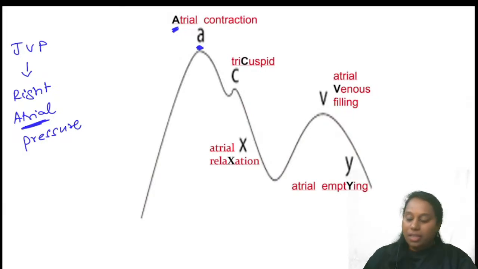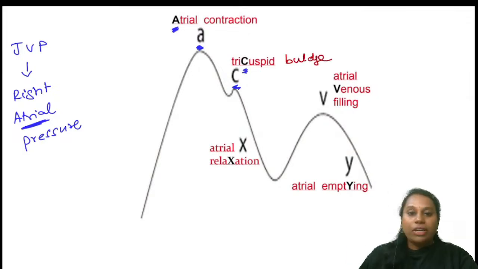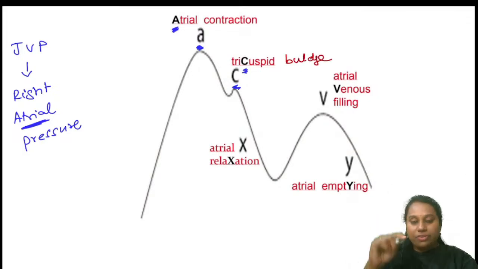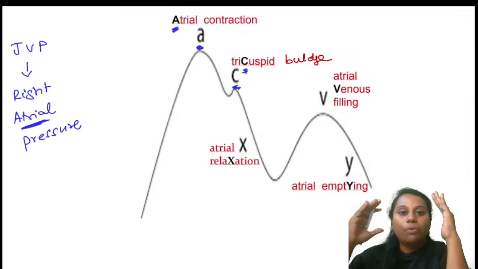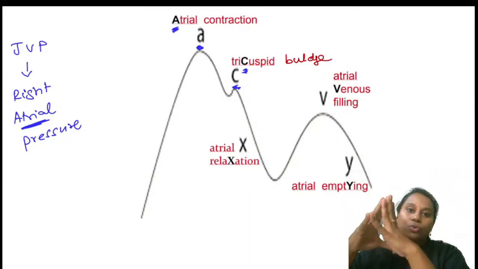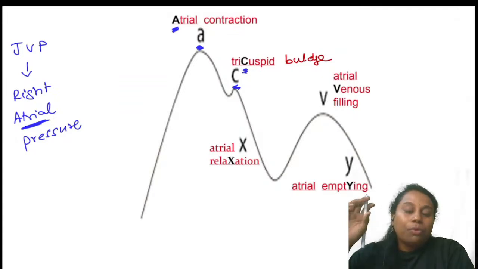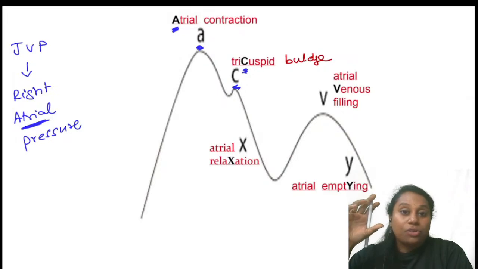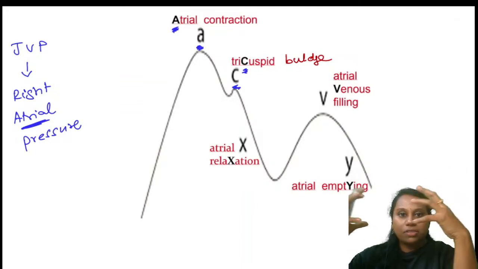A wave in JVP indicates A for atrial contraction. When the atrium is contracting, A wave. C wave in JVP indicates C for tricuspid bulge. When the tricuspid valve is bulging, you get the C wave. When will the tricuspid valve bulge? When both the AV valve and the aortic valve are closed. When you say that the tricuspid valve is bulging, it means both the important valves are closed. There is no outlet for the ventricles. When the blood is not able to move out, the valve is going to bulge.